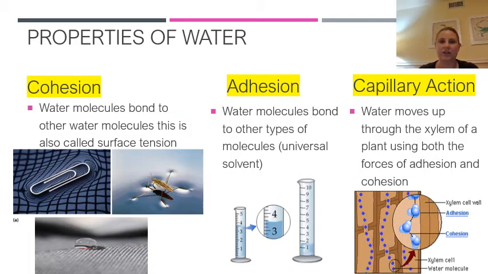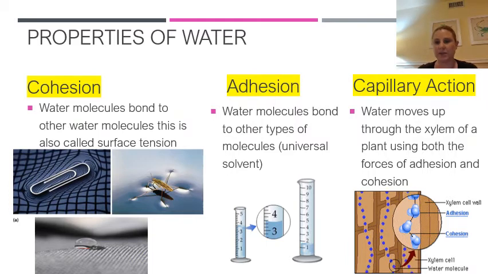Then we have adhesion. Adhesion is water molecules bonded to other types of molecules. Because of this, we can call water a universal solvent. It dissolves a lot of different things. Because of its polarity, the positive and negative ends pull a lot of other molecules towards it and dissolve a lot of things. An example of adhesion is that little dip when you pour water in like a test tube or like a measuring cup, it forms that little dip in the middle. That's because the water molecules are more attracted to the sides of the glass than they are to each other, forming that perfect little dip in the middle.